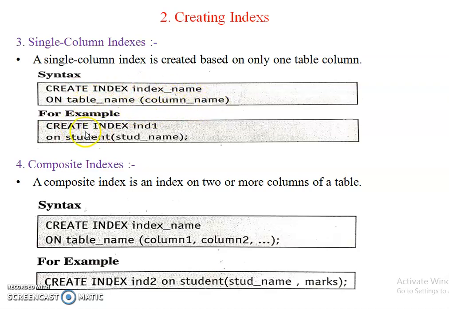The syntax is: create index, index name, on table name, column name. See the example of a single column index: create index 1 on the table student and column name student name. So this is the example of a single column index.